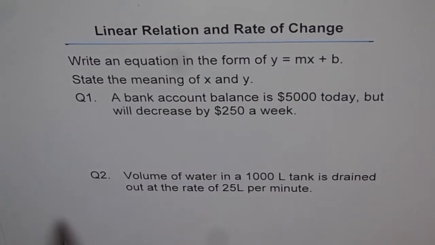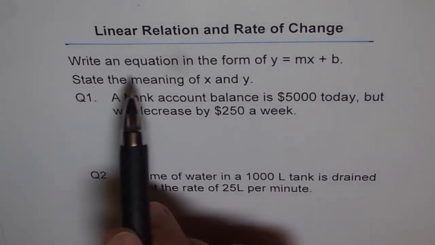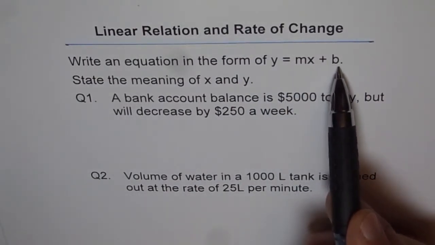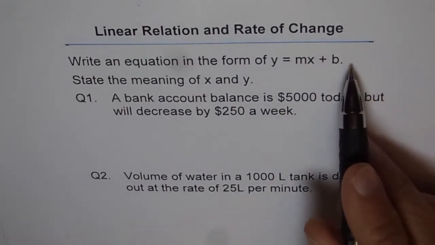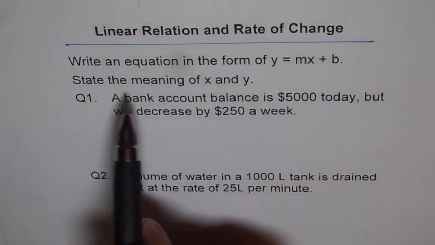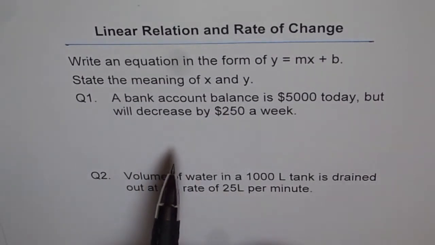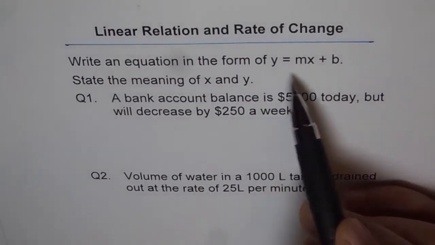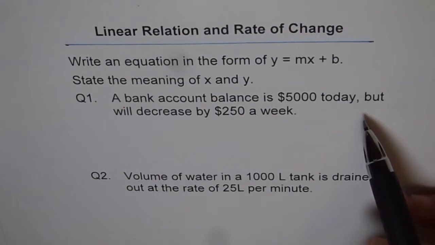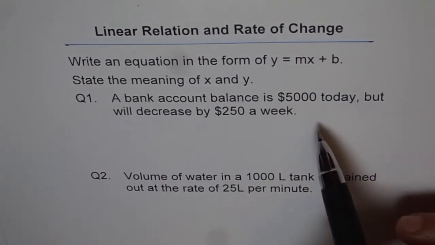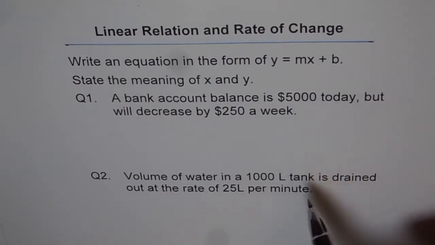Now, in all these questions, what you need to do is write an equation in the form y equals mx plus b. That's the first part, and we also call it algebraic modeling sometimes. And then state the meaning of x and y, correct? So x is always your independent variable and y is the dependent variable. In every situation, these variables will have different meanings, and you have to give that meaning to your variable.